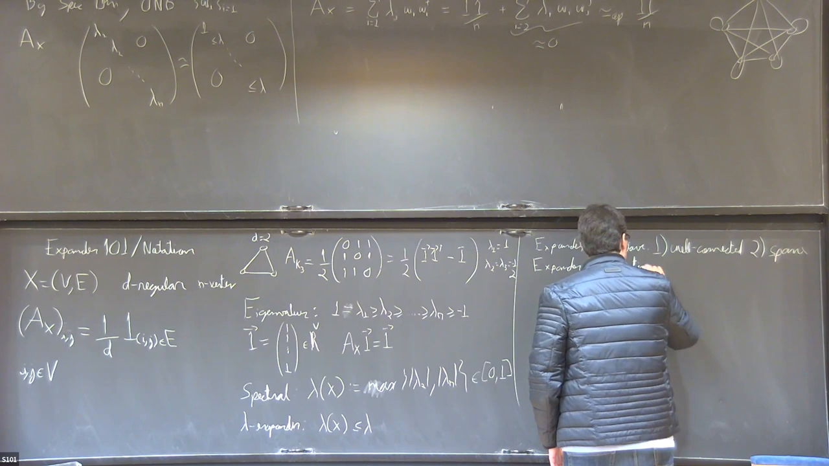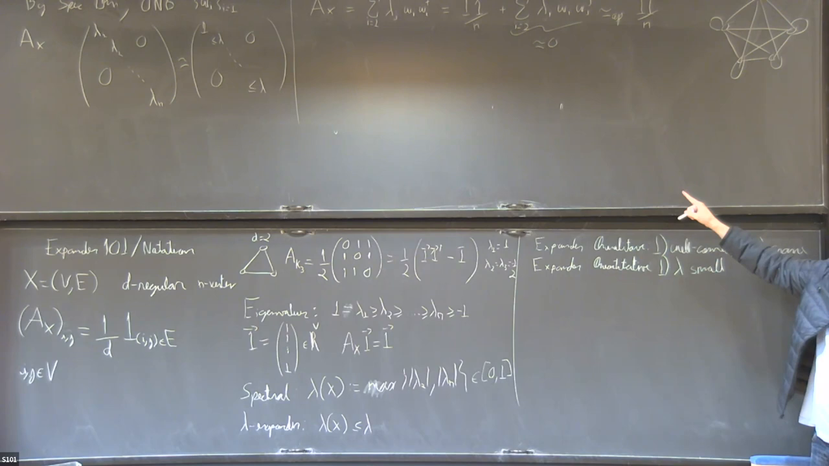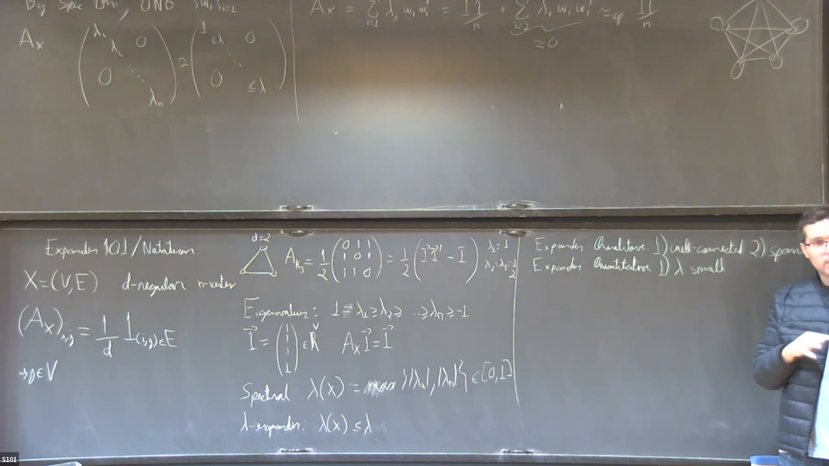And by well connected, what you mean, you can say that lambda is small? Sorry, I didn't catch that word that you're saying. Oh, which one? Quantitative, sorry. So when you think about expanders, we typically want two opposing properties at an informal level.